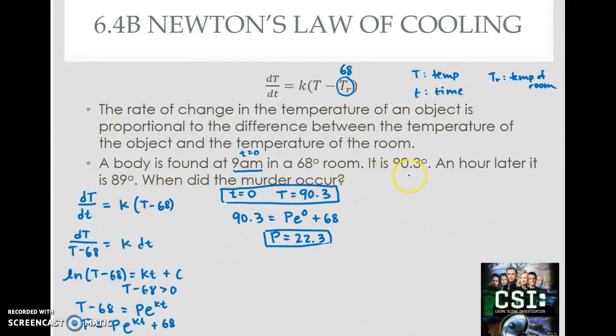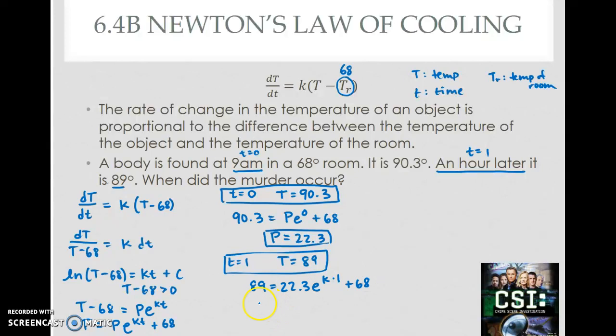And then the other piece of information I have is an hour later, so T equals 1, the temperature is 89 degrees. So I'm going to fill in T equals 1. So I have 89 is equal to 22.3 e to the k times 1 plus 68. So 21 equals 22.3 e to the k. So k is equal to the natural log of 21 divided by 22.3.